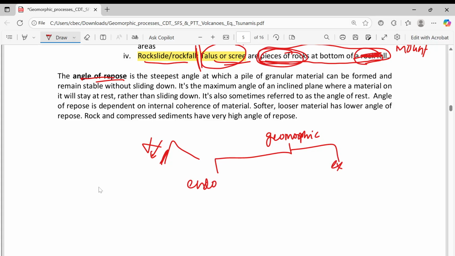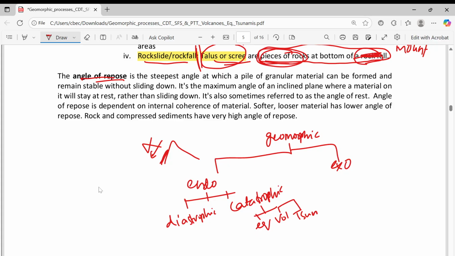Endogenetic and exogenetic. Endogenetic means inside the earth. These are again two: diastrophic and catastrophic. Various types are there. We will study earthquake and volcano later. Catastrophic means very sudden, even tsunamis also. Tsunamis are not endogenetic, though. So earthquake, volcano. Then diastrophic we have again three here.